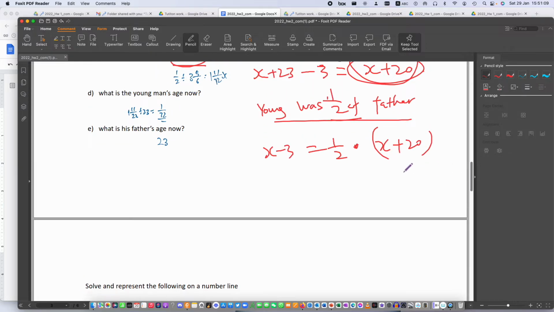Step by step. So x minus 3. First thing first, open the bracket, right? So what do you get? Half x plus 10. Okay, good. What do you do next? Move the similar terms first. You move half x over to become minus half x. Do you get minus half x? Okay, good. Next, 10 copy down. Minus 3 moves over to become? Plus. Did you get plus?